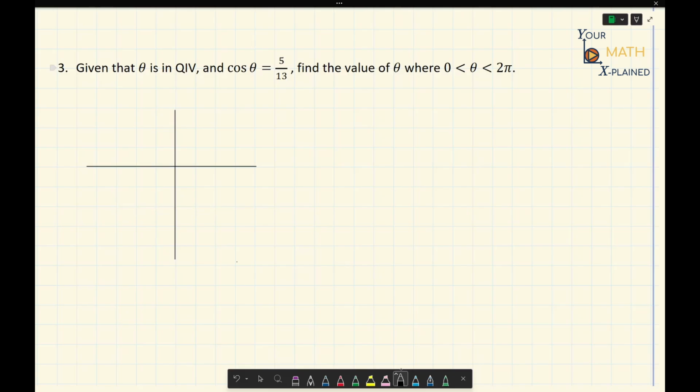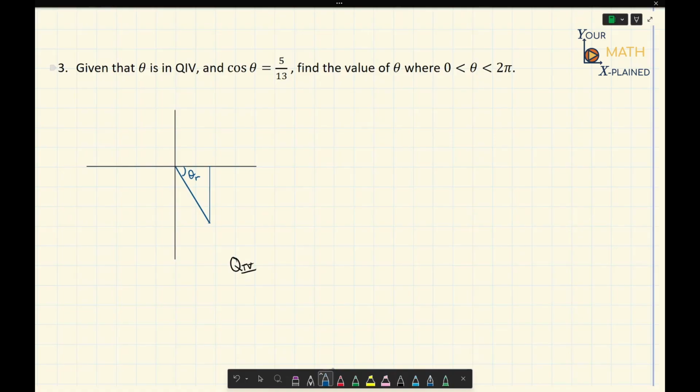So Q4 is this quadrant right over here. We're going to draw our terminal arm. And then we're going to label our reference angle. So that's going to be this angle right over here. And then we're going to complete the triangle.